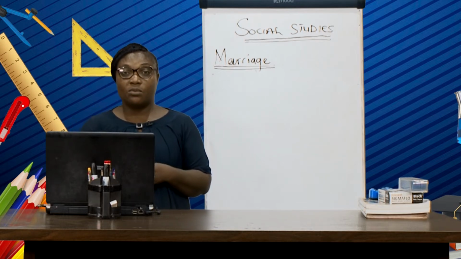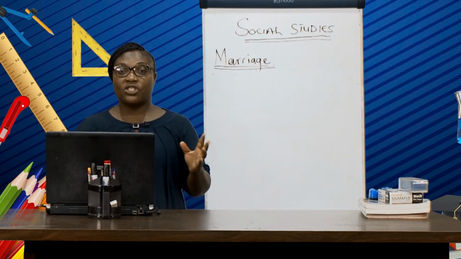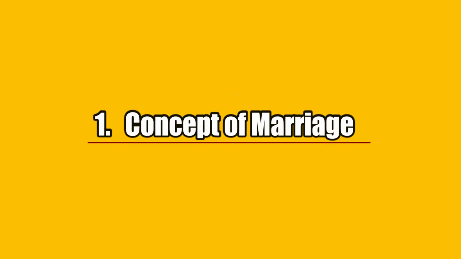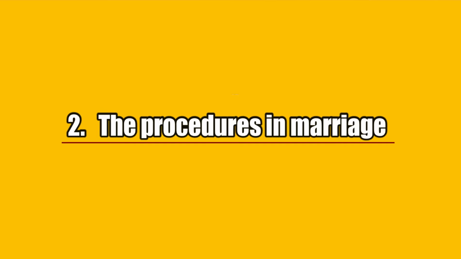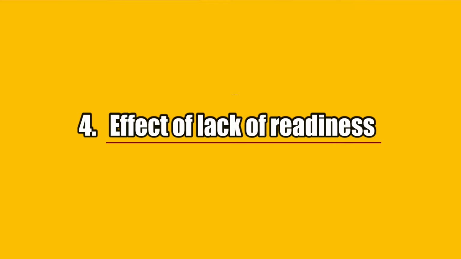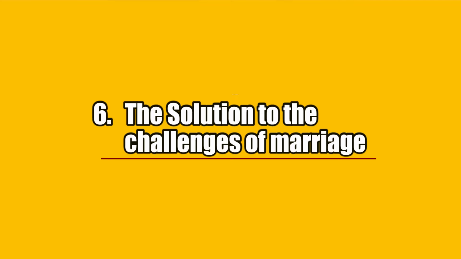So during today's lesson, we are going to continue on the same topic, which is marriage, but we are going to touch various aspects of marriage. The first one is the concept of marriage, various concepts of marriage. 2, the procedures in marriage. 3, readiness in marriage. 4, effect of lack of readiness in marriage. 5, the challenges of marriage. 6, the solutions to the various challenges of marriage.